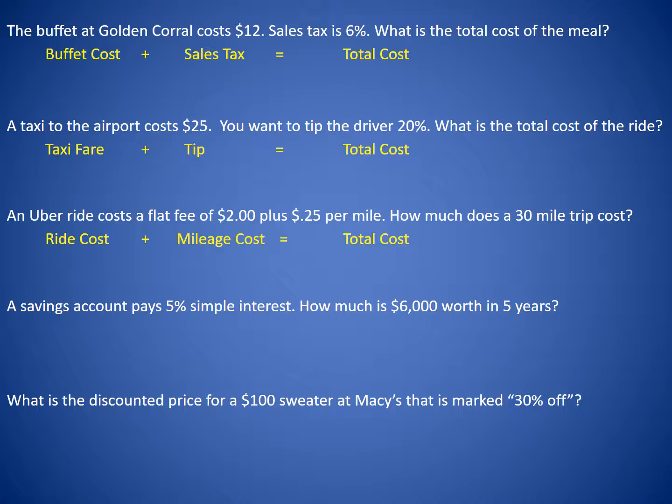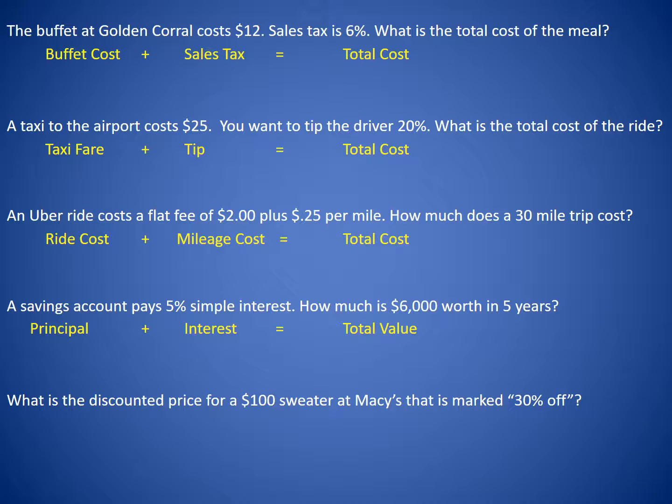Fourth one. This one might be not so familiar to you. The savings account pays interest, and how much is it going to be worth in some number of years? The amount of money that you start with is called the principal. So if you take the principal and you add to it the interest that the bank is going to pay you to be able to use your money while it's in that account, if you add those two, that'll give you the total value of the account.